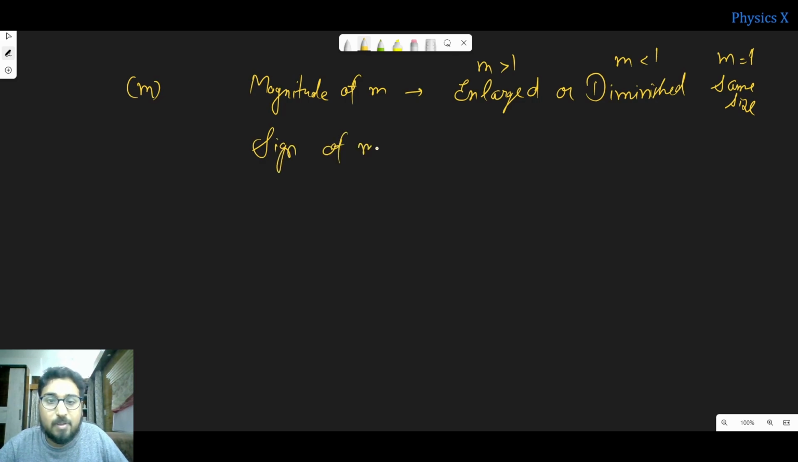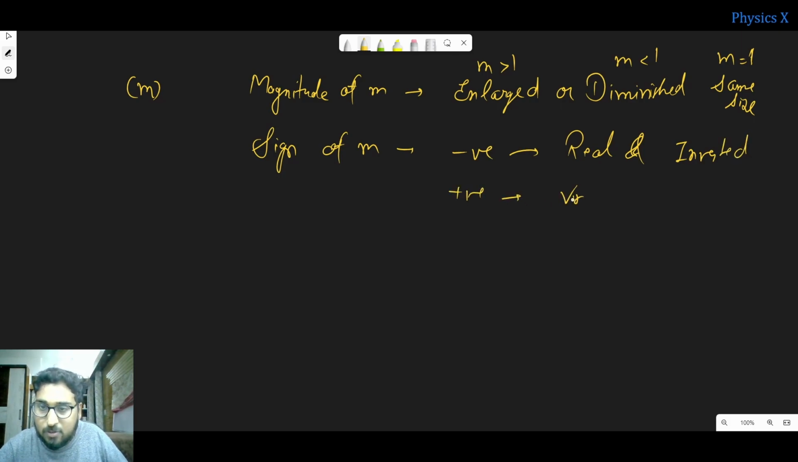The sign of M means if it is negative, that means real and inverted image. I told you that real and inverted will be going hand in hand. And if it is positive, it means virtual and erect.